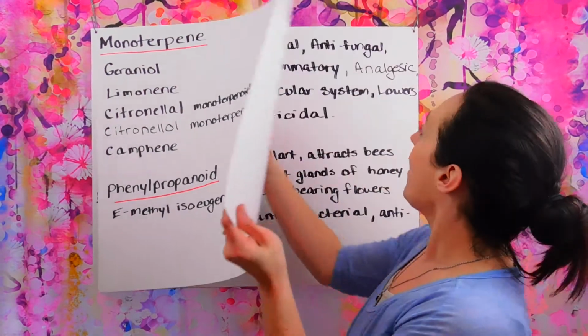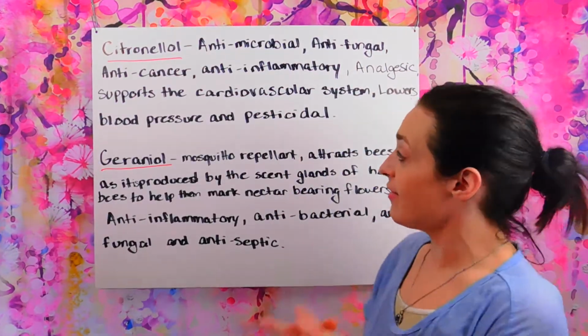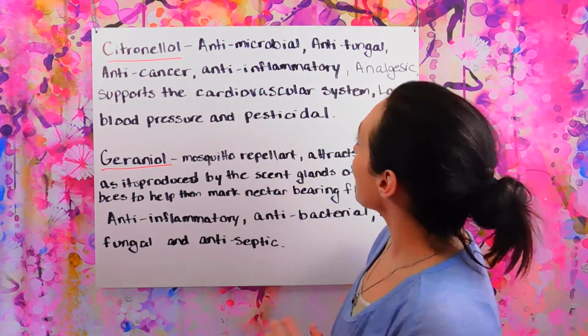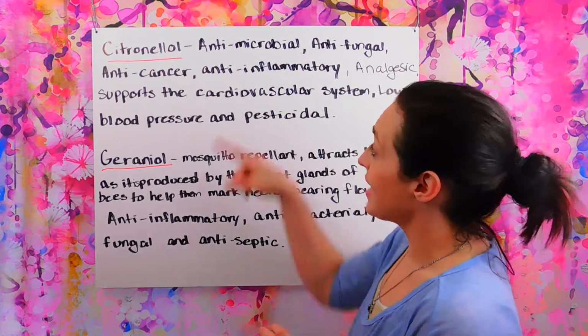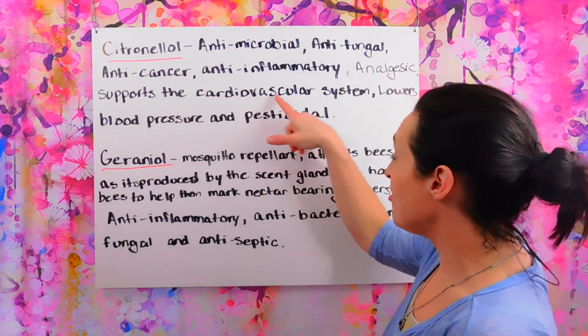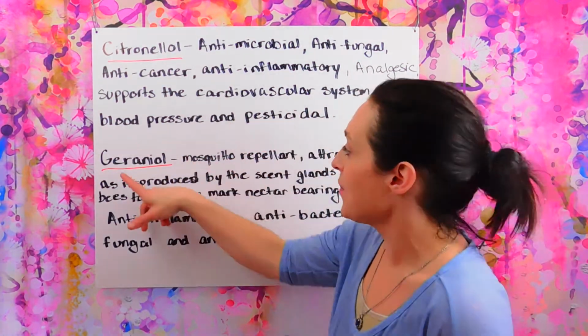Let's take a look at two of the constituents of the oil of citronella. Citronellol: antimicrobial, antifungal, anti-cancer, anti-inflammatory, analgesic, supports the cardiovascular system, it lowers blood pressure, and is used as a pesticide.